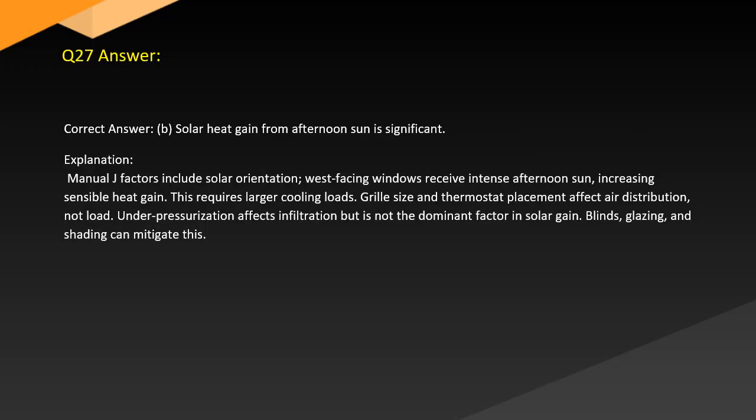Answer. Correct answer: B. Solar heat gain from afternoon sun is significant. Explanation. Manual J factors include solar orientation. West-facing windows receive intense afternoon sun, increasing sensible heat gain. This requires larger cooling loads. Grill size and thermostat placement affect air distribution, not load. Underpressurization affects infiltration but is not the dominant factor in solar gain. Blinds, glazing, and shading can mitigate this.